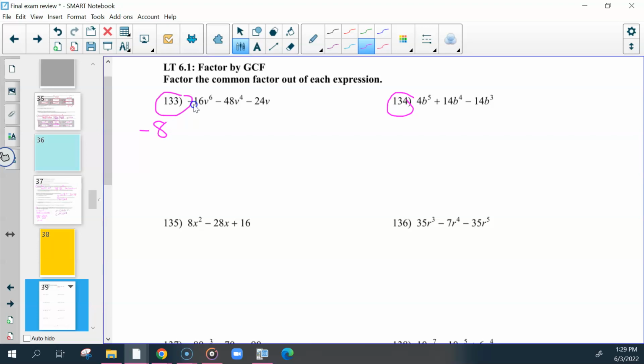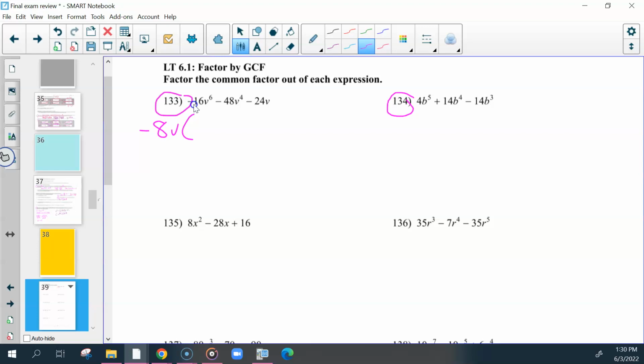Then we're also looking for amount of variables they have in common. If I said 6, well, this one doesn't have 6, so that wouldn't work. If I said 4, well, this one doesn't have 4, so that wouldn't work. 3 wouldn't work, 2 wouldn't work, only 1 is what they have in common. So I can divide each of these terms by negative 8b. But because we're factoring, we don't want it to actually disappear. We're dividing it out into the front.